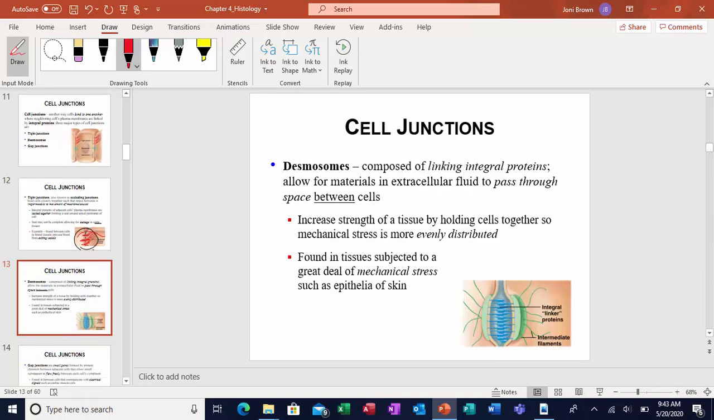Then you have desmosomes, and desmosomes look like a zipper, like this. And they are linking the cells together. It increases the strength of the tissue because it holds those cells together. And you're going to find this in tissues that have a lot of mechanical stress, like in your skin. And it will allow a few materials to get through, but not much.